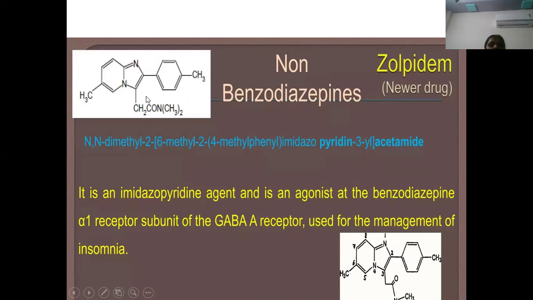Okay. So this is the structure of zolpidem. It is an imidazopyridine agent. It is an agonist at the benzodiazepine alpha-1 receptor subunit of the GABA-A receptor, used for the management of insomnia. So this is the numbering for the zolpidem structure.